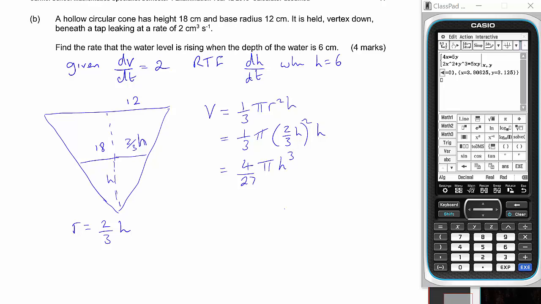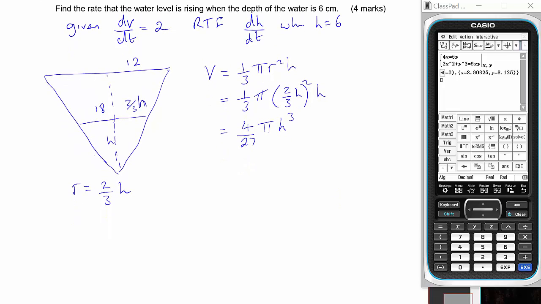And you can't differentiate until you've got to that point. You can't differentiate with two variables present. It just doesn't work. You've got to eliminate one of them. So that's kind of an important point in the calculation. I'll put a line under that. So dV/dh would be 4/9 pi h squared.